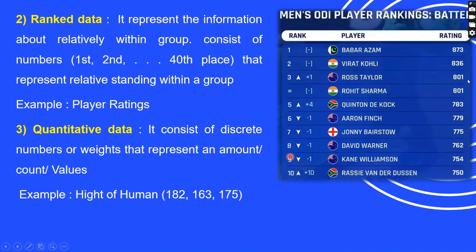Even though the actual information is something different for the group of people, the ranking is able to give a weighted comparison between the group. So that is called ranked data.